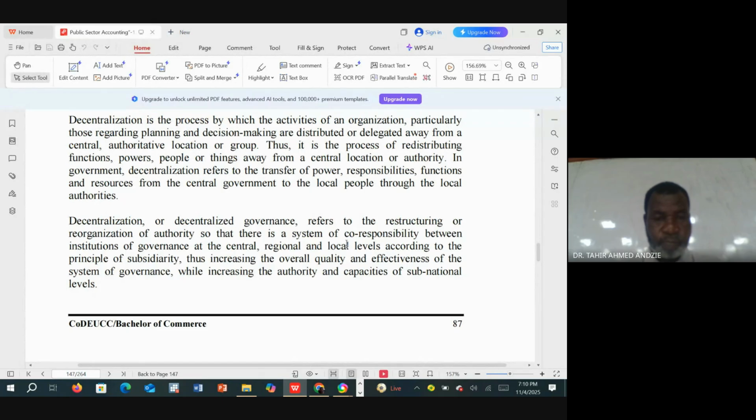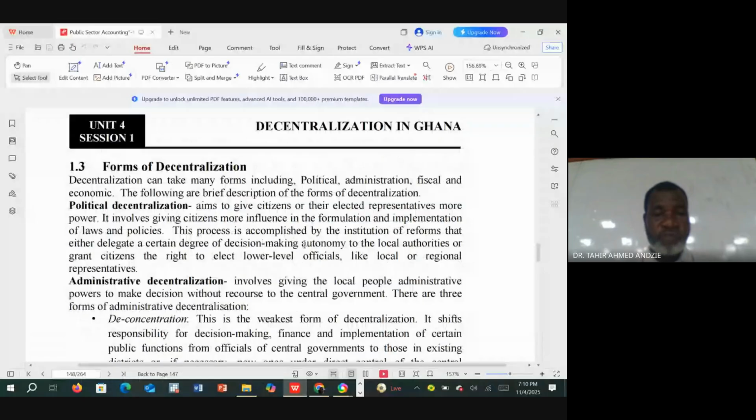Right? Thus increasing the overall quality and effectiveness of the system of governance while increasing the authority and capacity of sub-national levels. So let's look at forms of decentralization in Ghana. Decentralization can take many forms, including political, administrative, physical, and economic. So we have political decentralization, administrative decentralization, then physical decentralization, and economic decentralization.